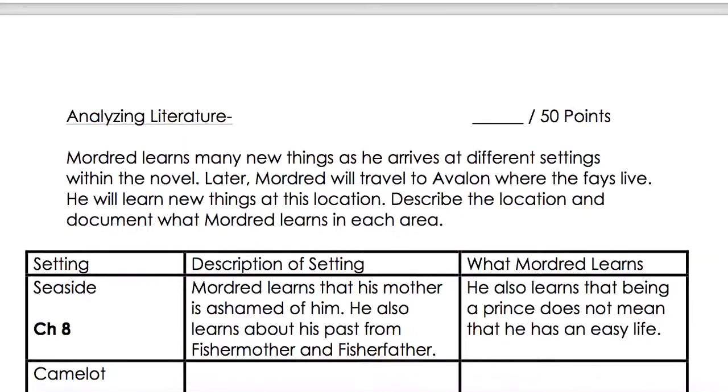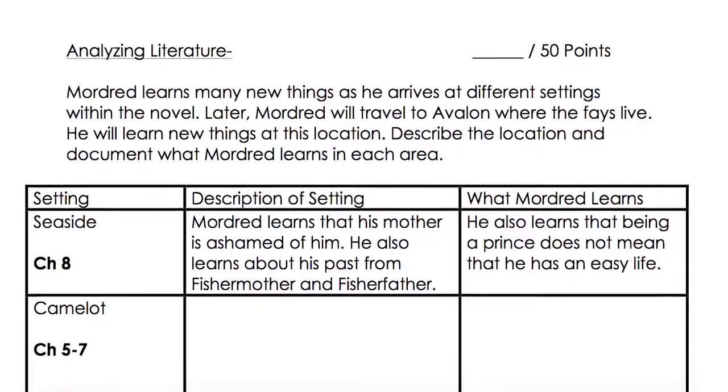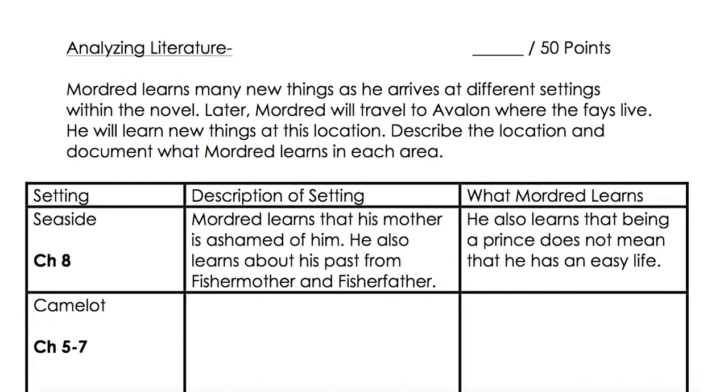Now, as we continue along through here, the next section focuses on analyzing literature. Now, the setting of our story changes as we continue on through. When Mordred goes on his quest, obviously he needs to go from one location to another, and his movement changes our setting. So in chapter 8 here, we are at the seaside, and Mordred learns a couple things here when he goes to the seaside to visit his fisher father and fisher mother.